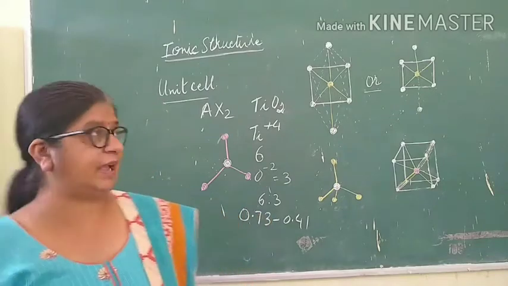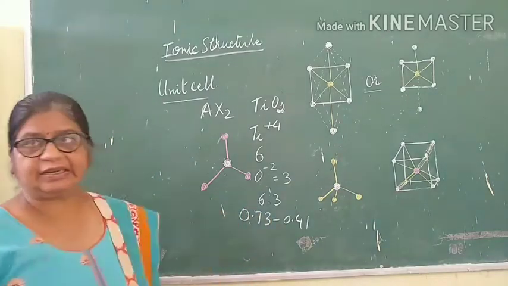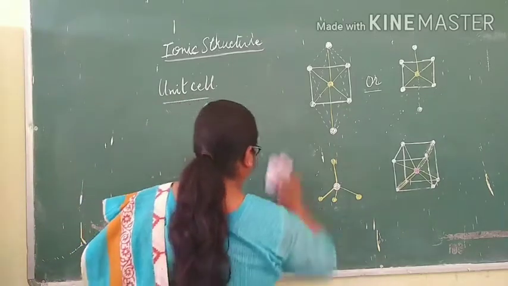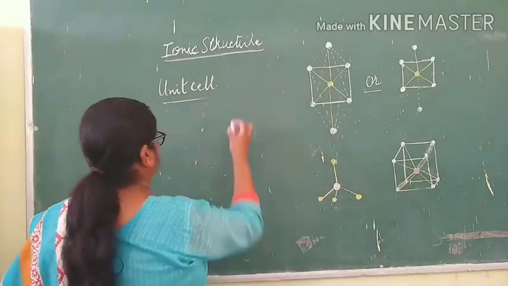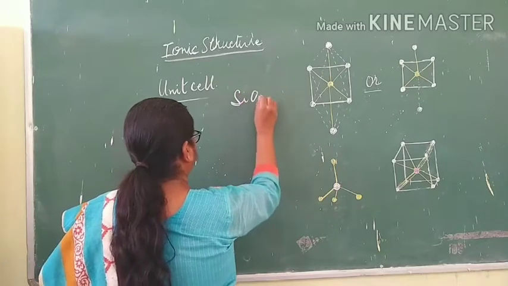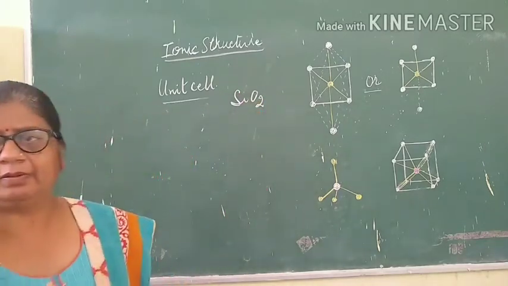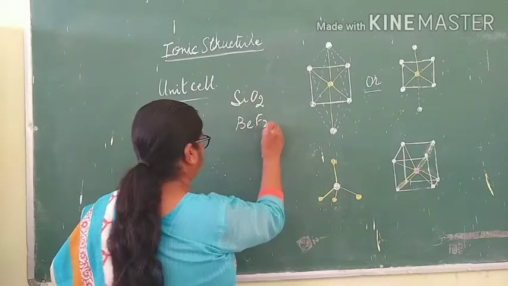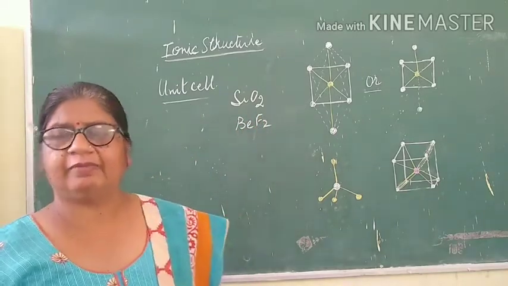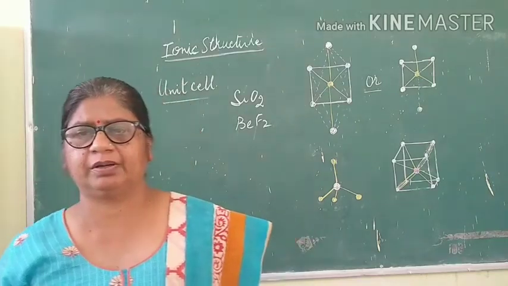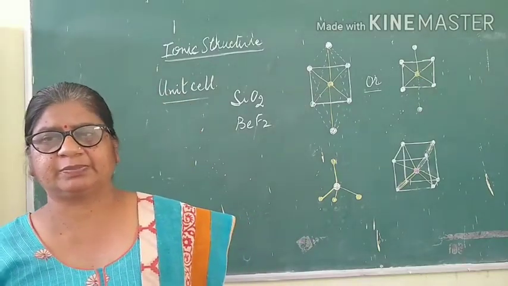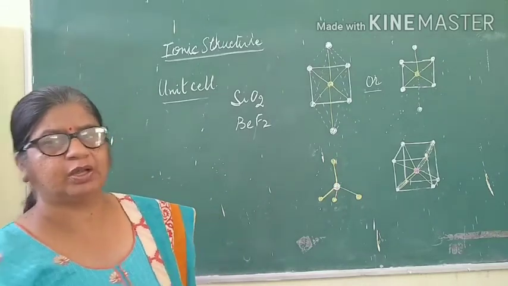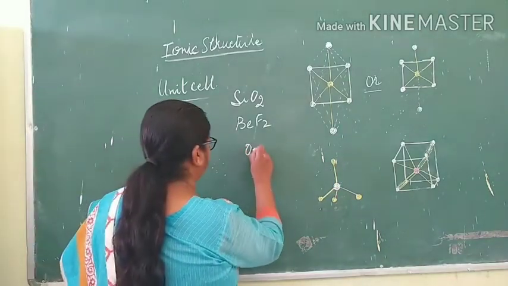A few compounds like silicon oxide and beryllium fluoride have the coordination numbers 4 and 2 respectively. And here the radius ratio comes out to be 0.41.